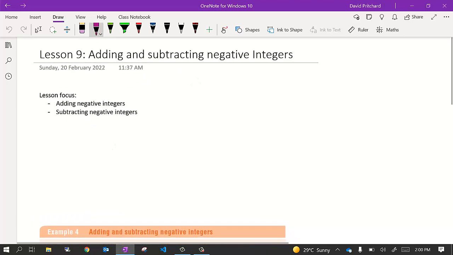This should be our last online lesson, so I'm looking forward to being back on Wednesday. Our lesson today is about adding and subtracting negative integers.